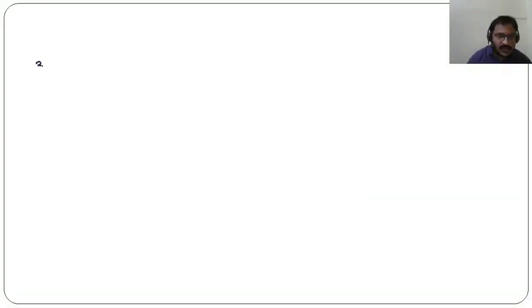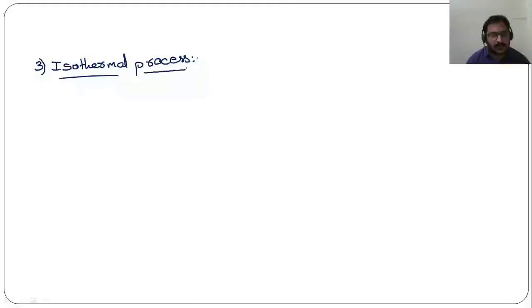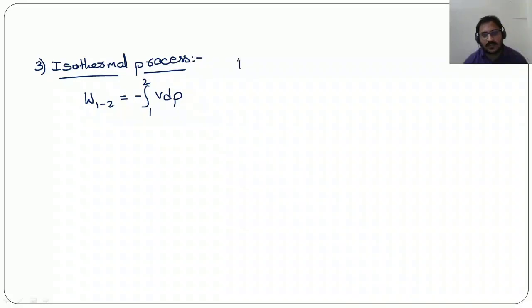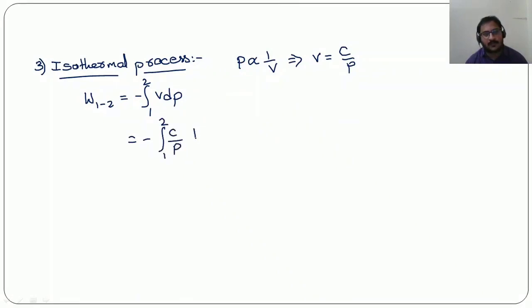Now let us go for the third process, that is isothermal process. So if you consider isothermal process, work done formula is minus integral 1 to 2 VdP. Now here during isothermal process, pressure is inversely proportional to volume. That implies V equal to C by P you can put. So if I put it here, integral 1 to 2 C by P dP. C is a constant, we can bring it outside. So integral 1 to 2 1 by P dP.